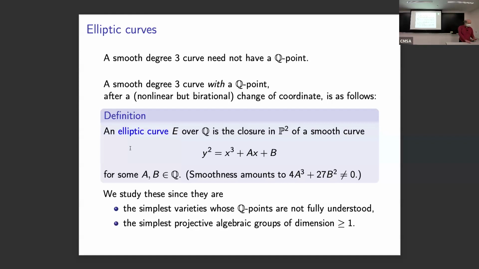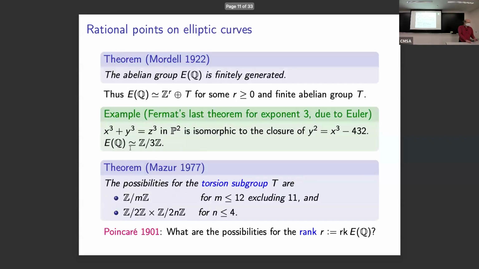So the set of rational points now has the structure of an abelian group, and Mordell over 100 years ago proved that this abelian group is finitely generated. And by the structure theorem for finitely generated abelian groups, that means that it's isomorphic to a power of Z direct sum with some finite abelian group, T.